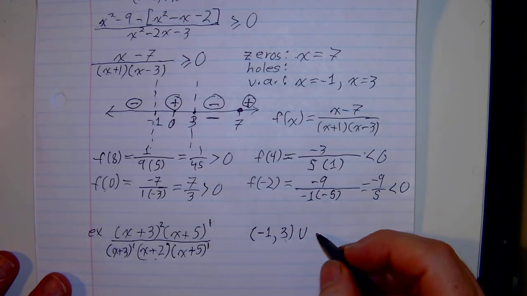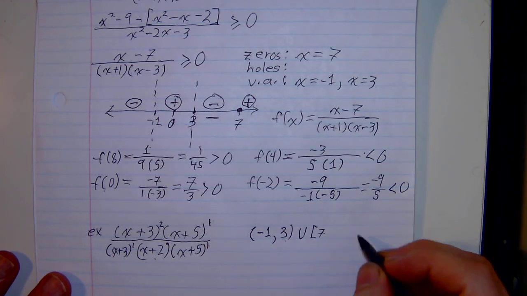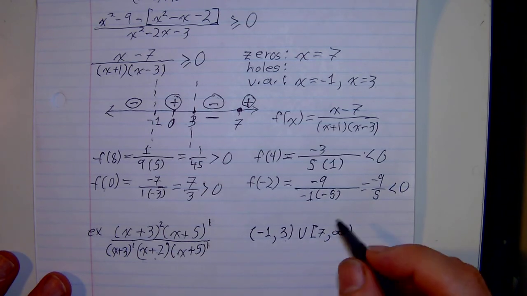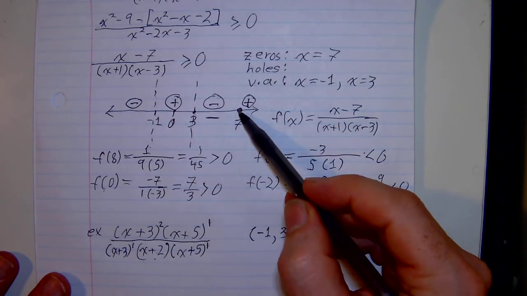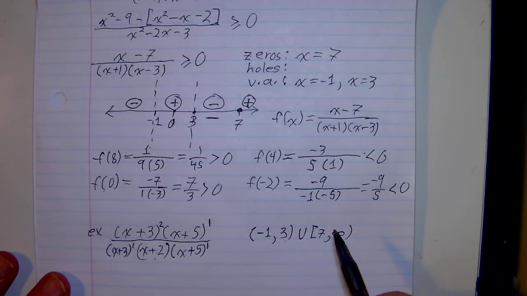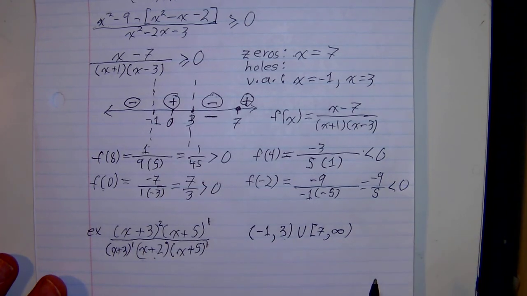And then we unite that with from 7 on up to infinity. And we use a square bracket at 7 because at 7 the function has a 0, so it is equal to 0, so that is part of our solution. At -1 and 3, with the vertical asymptote, the function's not equal to 0 there, so we don't include the asymptote.